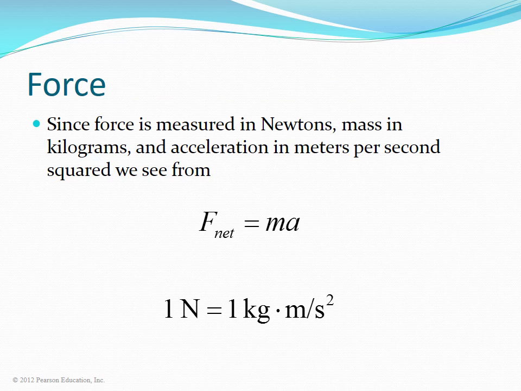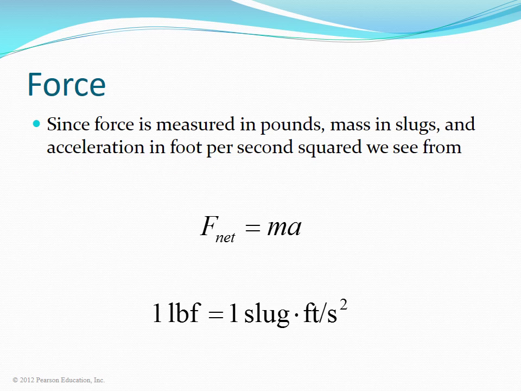Since force is measured in newtons, mass in kilograms, and acceleration in meters per second squared, we see from F = ma that 1 newton equals 1 kilogram times meter per second squared. In the English system of measure, force is measured in pounds, mass is measured in slugs, and acceleration is measured in feet per second squared. We see from F_net = ma the relationship between pounds and slugs. 1 pound of force is 1 slug times 1 foot per second squared.